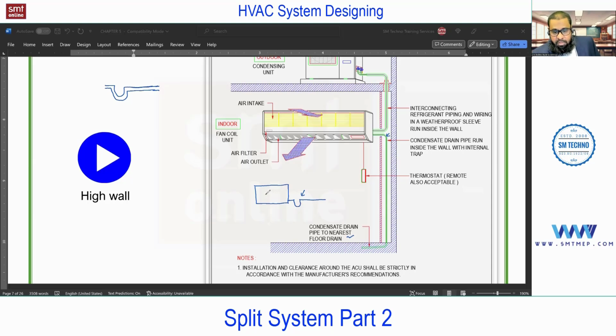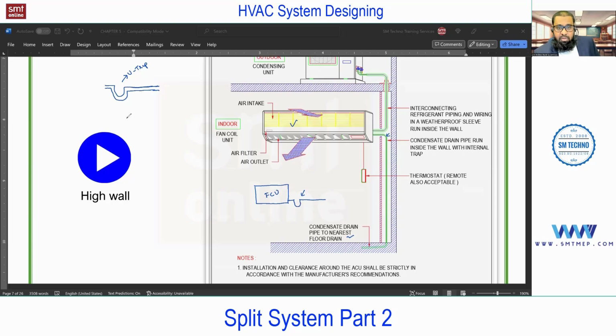Now, you see, this is FCU, the same one. And this drain pipe, I'm adding the details. This drain pipe here, before connecting to the floor drain, you must add the U-trap. This is called U-trap. And why the need of this U-trap? And remember, this U-trap is not only for this FCU. This concept you'll find even for AHU.